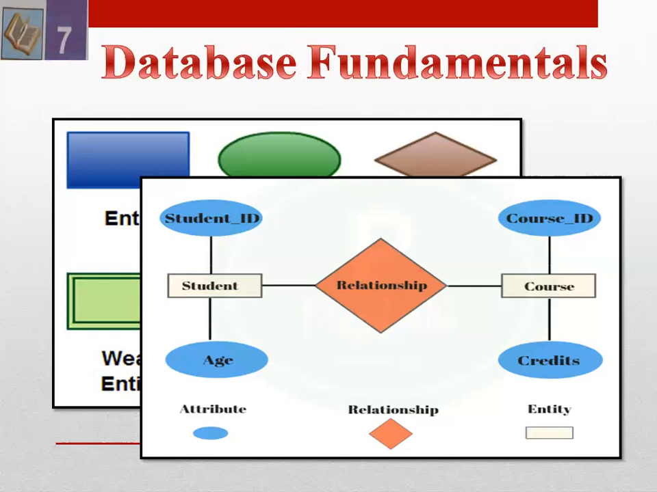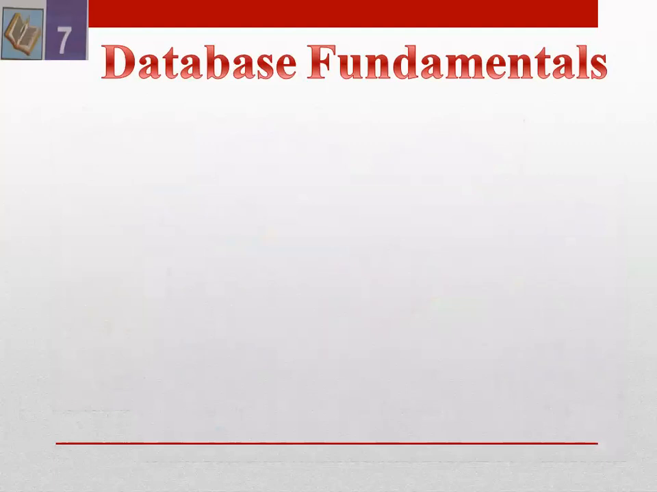So students have courses. Here is the relationship between the student and the course, and we can show it with the help of the diamond shape. So here attributes are oval shapes, diamond shapes are used to represent the relationship, and the entity can be represented with the help of a rectangle box.